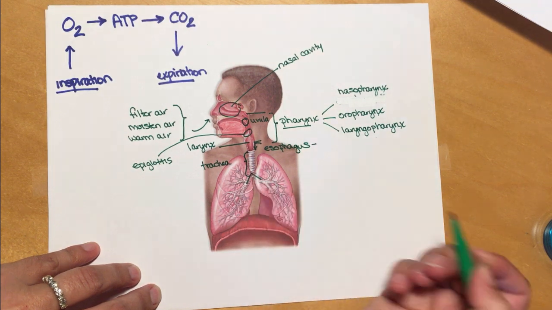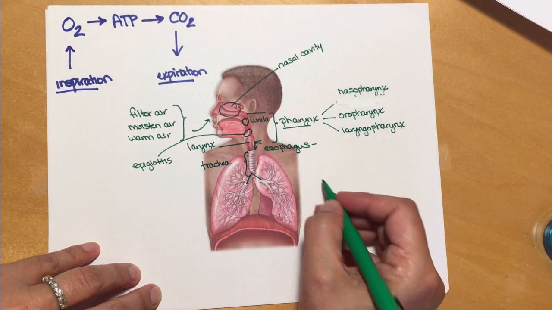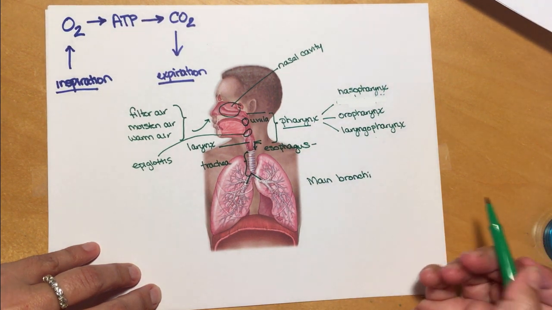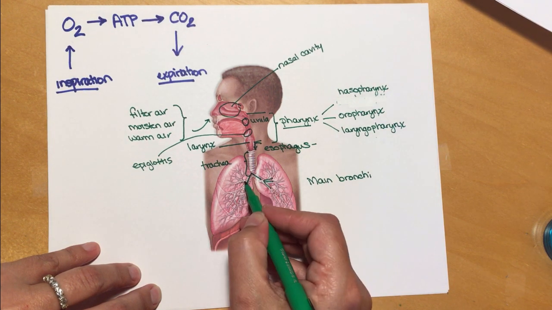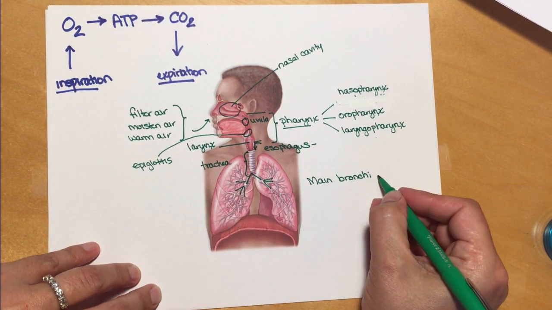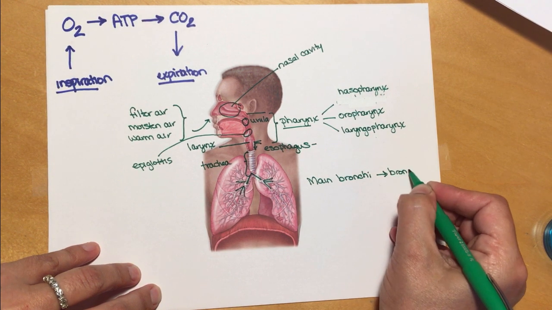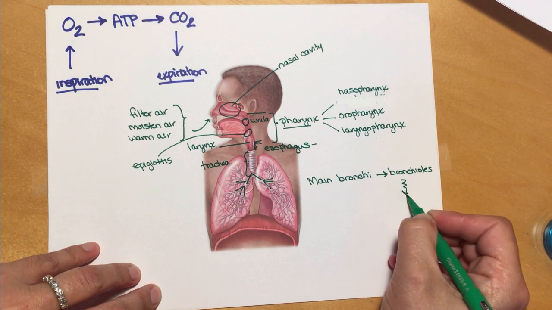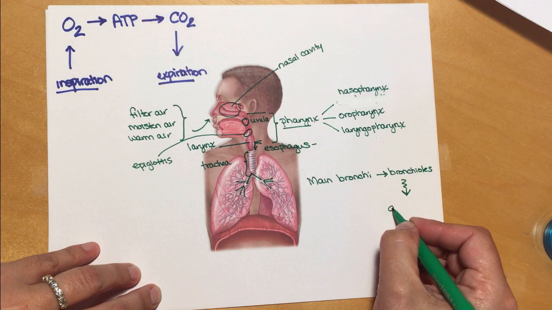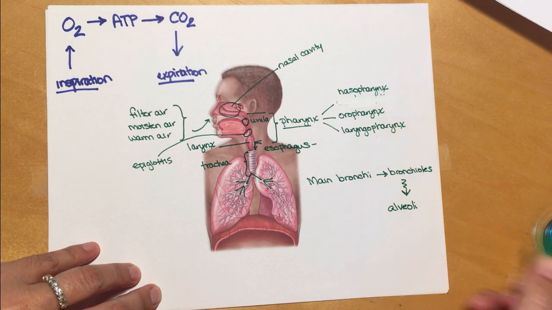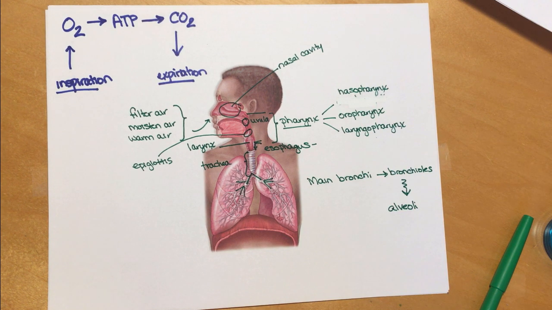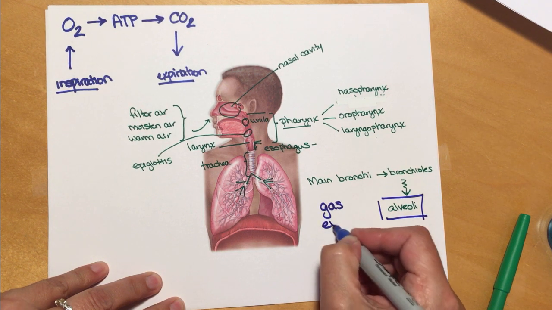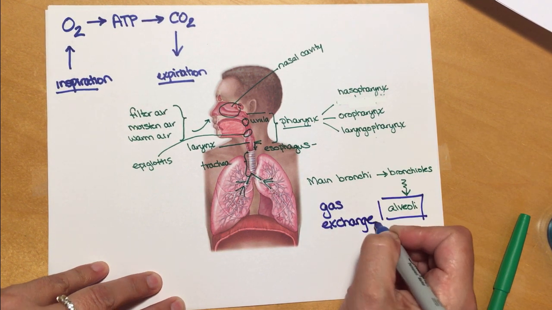The trachea splits into two main branches, and those are called the main bronchi, or the primary bronchi. And those are going to split into several secondary bronchi and then into smaller and smaller tubes that we call bronchioles. And eventually, if the air keeps going, it's going to end up in little tiny sacs called alveoli. And the alveoli is where the magic happens. This is where gas exchange happens. We're going to talk about that again in just a minute.